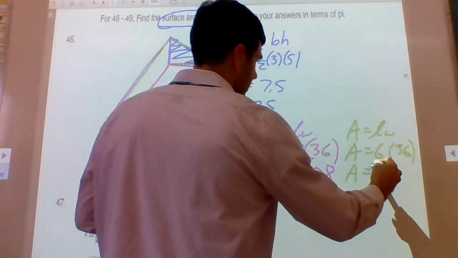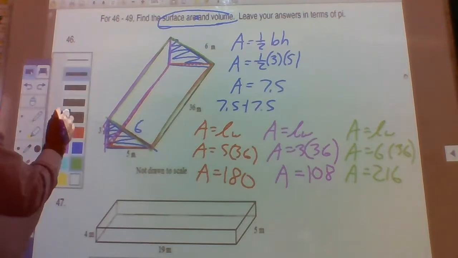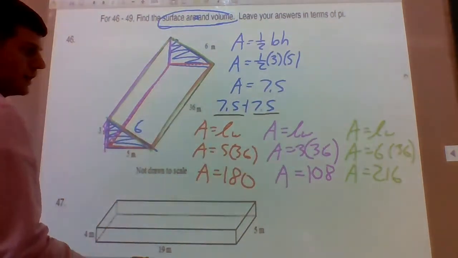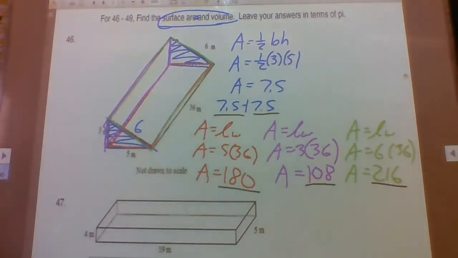Okay, so we have 7.5, 7.5. Those are the 2 bases, and then the 3 lateral rectangles are there. So there's 5 surfaces on the triangular prism. Let's add them all together. 7.5 plus 7.5 plus 180 plus 108 plus 216, and we get 519.